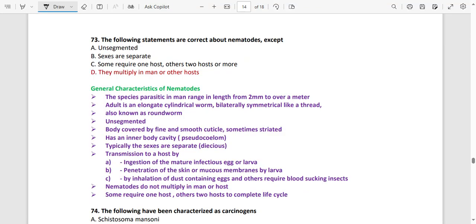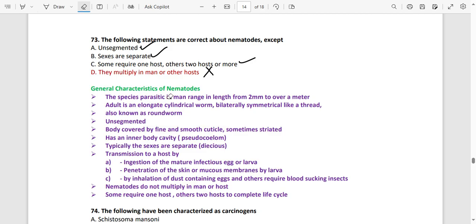The following statements are correct about nematodes except. Remember we said nematodes are unsegmented. Their sexes are separate. Some require a host, others don't require a host. That's true. We said they don't multiply in man or in any host. They don't multiply unlike other worms, not nematodes. These are the properties. I've even put them here so that we can look at them.